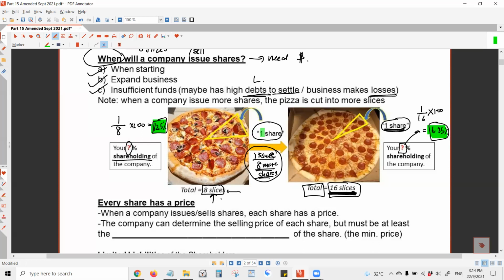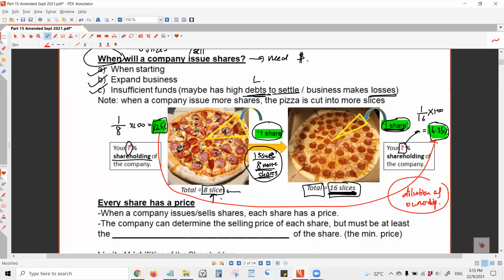Originally, before the company issues more shares, you own one slice. After the company issues more shares, you still own one slice. That means you don't buy more. You don't buy more shares when the company issues more. It's going to make your power lower, from the original 12.5% to the later 6.25%. This is known as dilution of ownership.